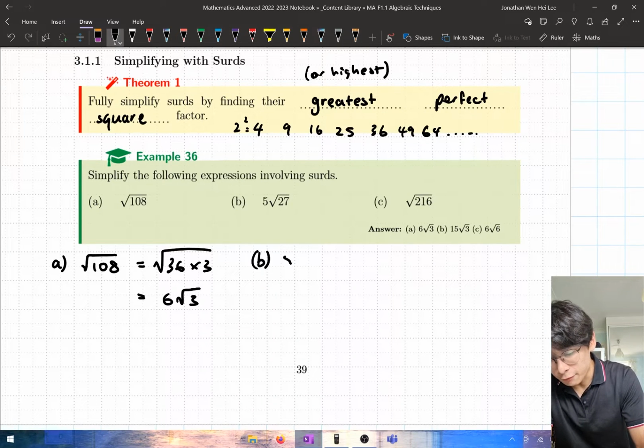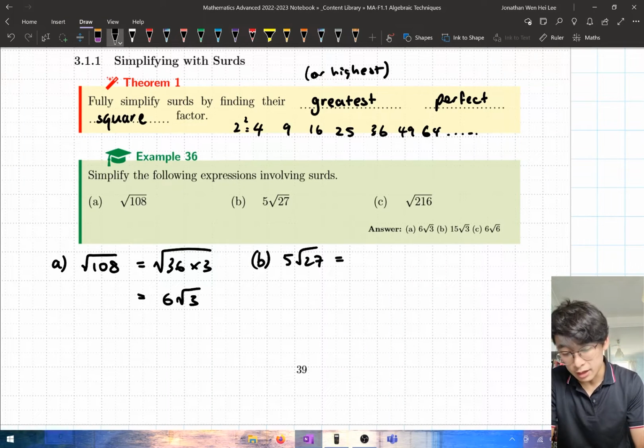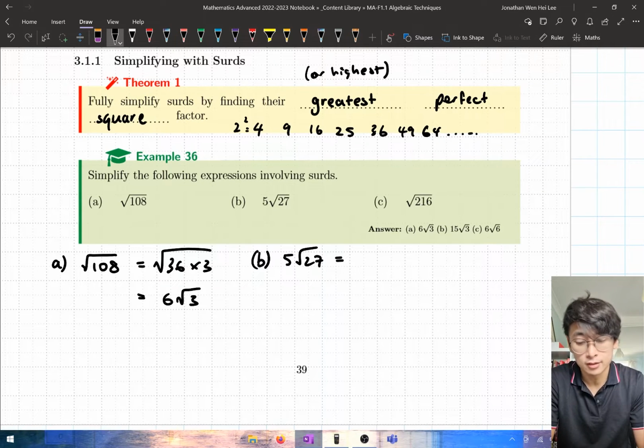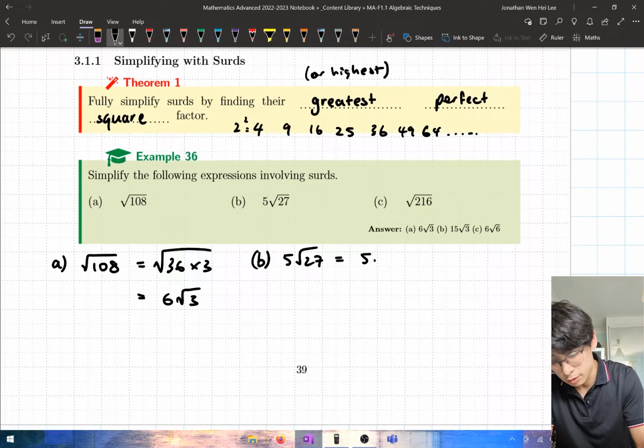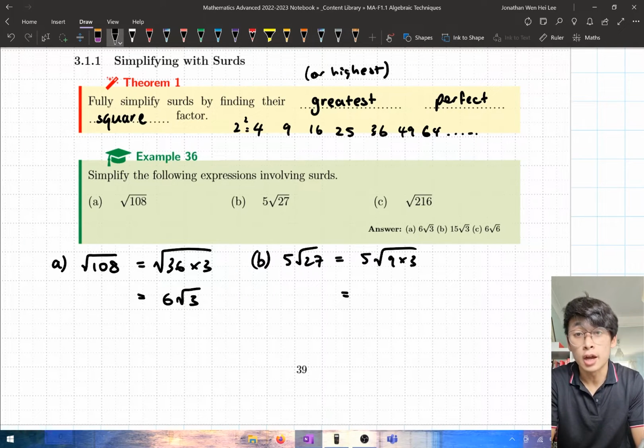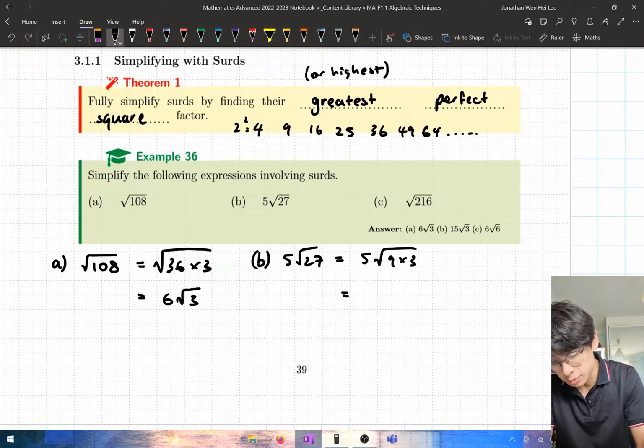Okay, let's have a look at the next example. B, I've got 5 root 27. So once again, I'm looking at my square root, that square root 27, and I want to find a perfect square factor, a square number that can divide that particular number. In this case, hopefully you can notice that 27 is just 9 times 3. And so I can take out a 9. The square root of 9 is 3. And so this becomes 5 times 3 root 3.